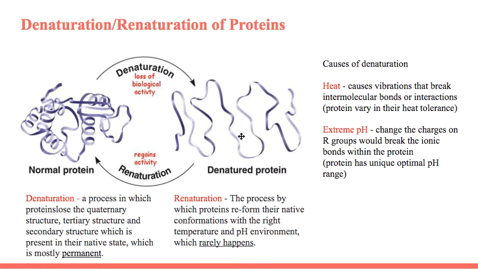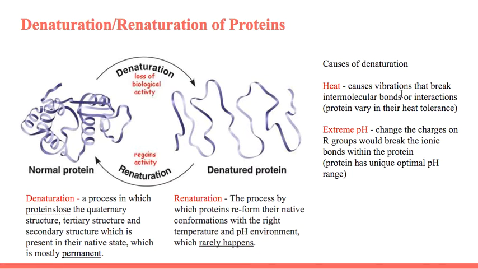So, denaturation and renaturation of proteins. Most likely, if a protein is denatured, it will not return to its native conformation. The causes of denaturation are heat and extreme pH. How heat changes or breaks the protein's shape is by causing vibrations within the weak bonds, because the bonds of the tertiary structure of proteins are weak, so it's very susceptible to changing temperature and pH.